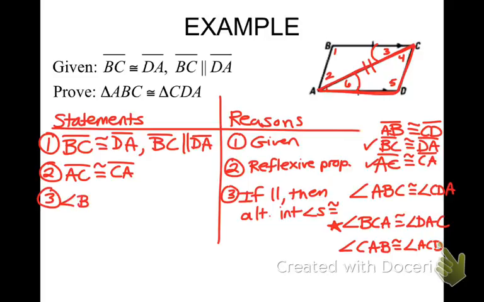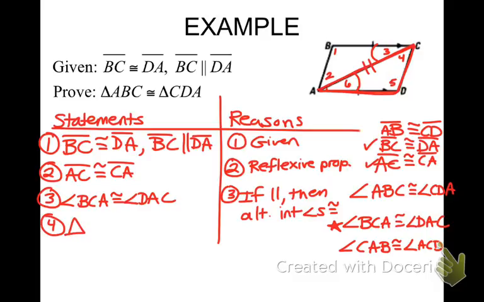So angle BCA is congruent to angle DAC. Now do I have 2 congruent sides and 1 congruent angle? Oh, I've got 1, 2, 3 corresponding parts. Yes? So am I done? Almost. What should be my last line?